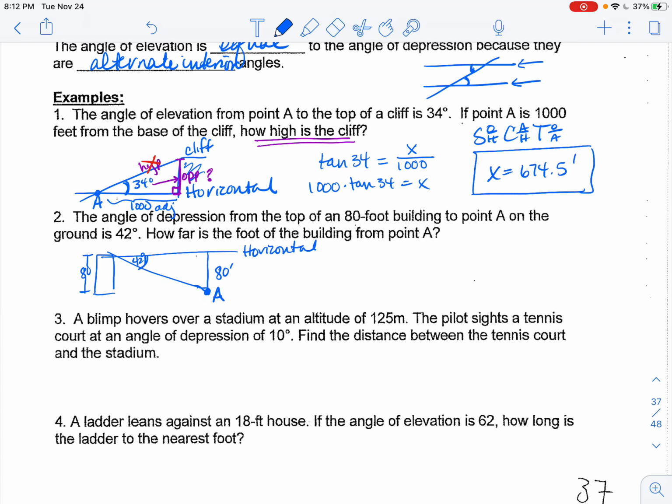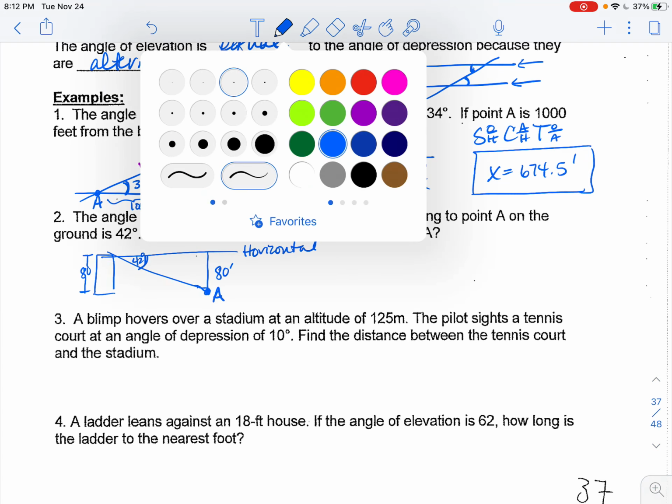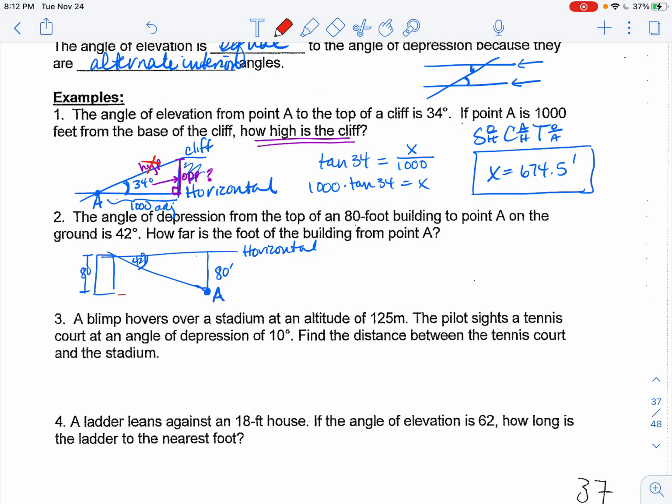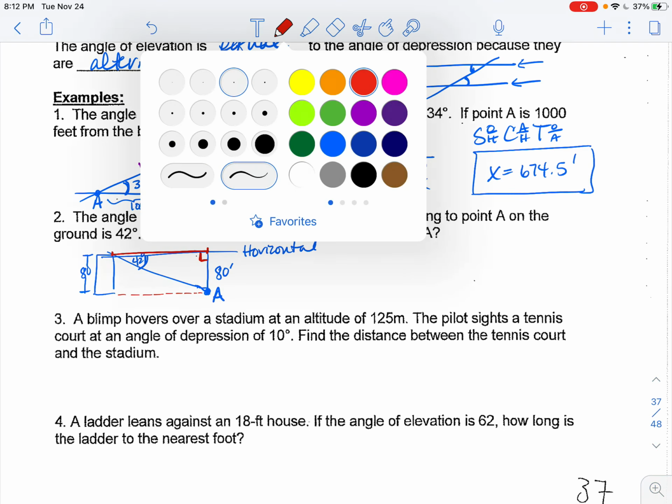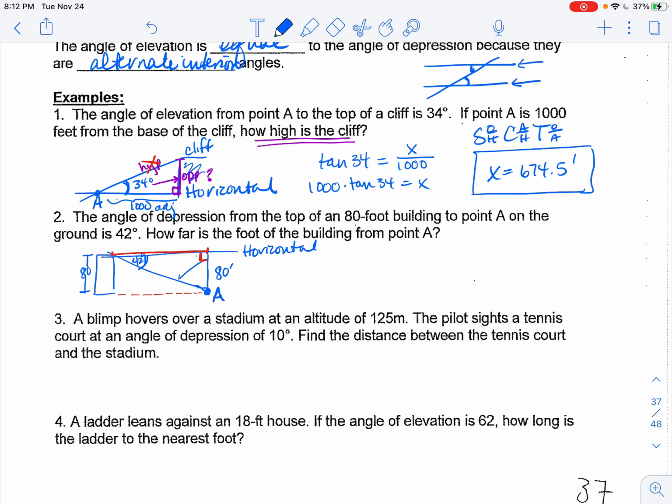How far is the foot of the building from point A? So it's asking about this distance here. How far is the foot of the building from point A? Well, that is congruent to this piece of the triangle. Here's your right angle. Let's go ahead and label. Across the box, this is your hypotenuse.